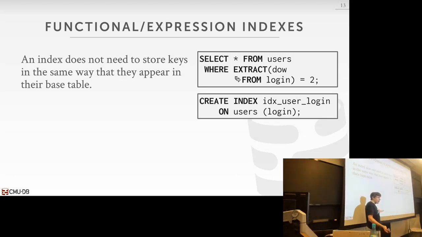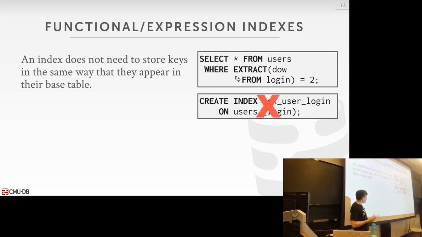Why? Yes? Do you have to know which dates, in whatever format you're storing, will actually be Tuesday? Correct. He says you have to know exactly what ranges will correspond to Tuesday. You could be smart and say, my query looks like this, so here are the ranges of timestamps where Tuesday can be found. But as far as I know, no system actually does this.